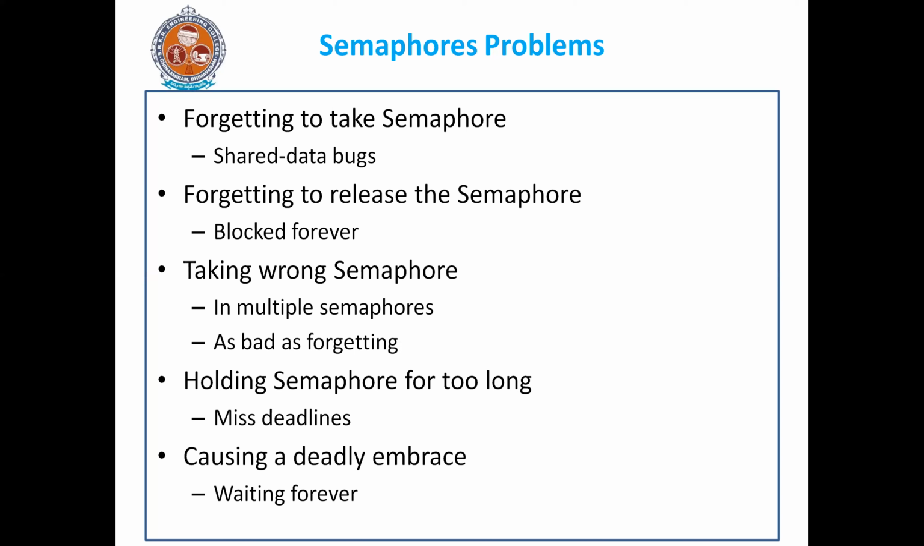Another problem is taking the wrong semaphore. This occurs in the case of multiple semaphores. Suppose your task needs semaphore A, but by mistake you have taken semaphore B instead of A. This is as bad as forgetting to take the semaphore. Another problem is holding the semaphore for too long.